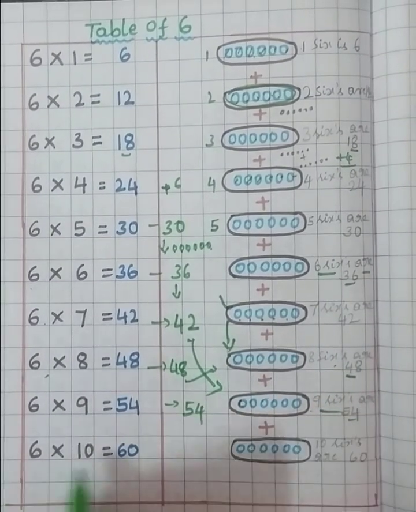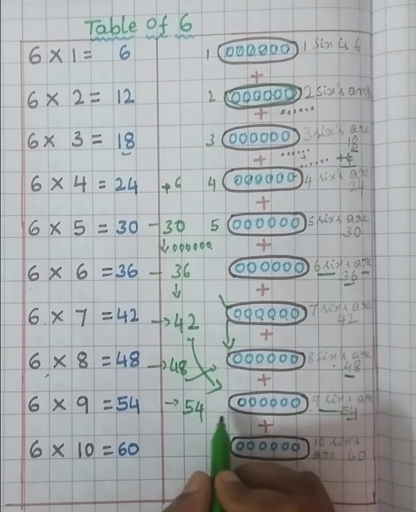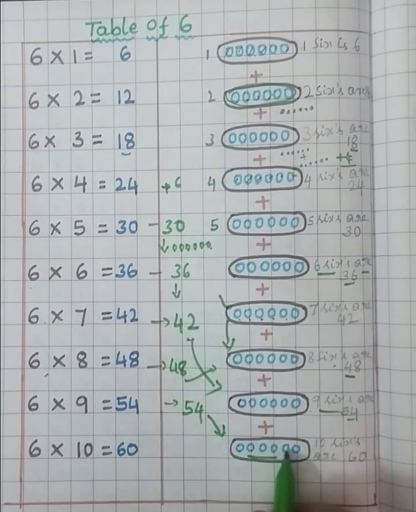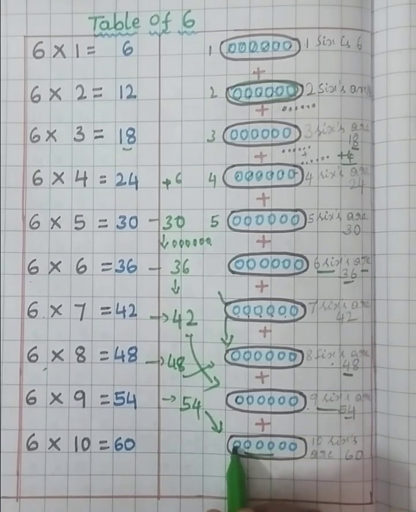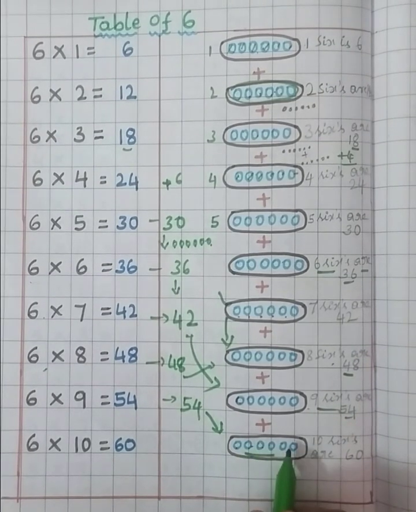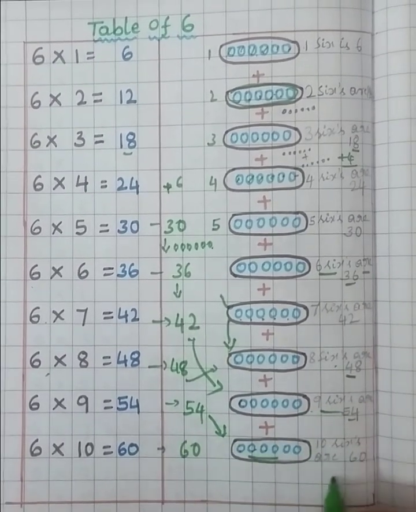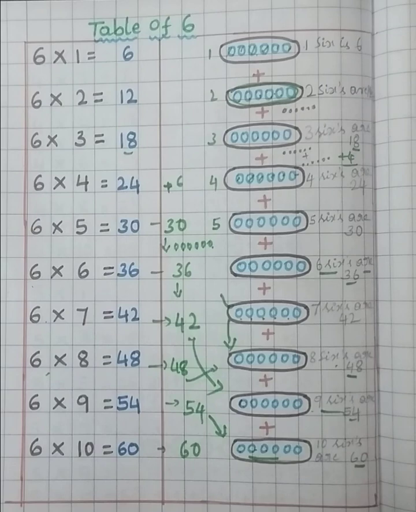So at last, 6 10s are 60. Again to this 54 we add one more group of 6 balls. 1 2 3 4 5 6. 54, after that 55, 56, 57, 58, 59, 60. So that is 60. 10 6 are 60. 6 10s are how much? 60. So like this we have to practice the table of 6.